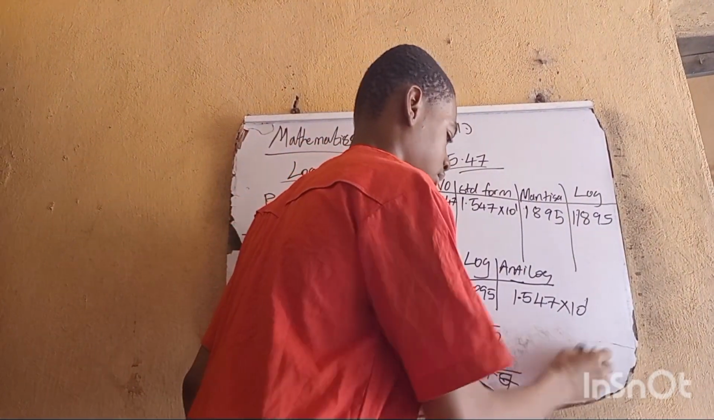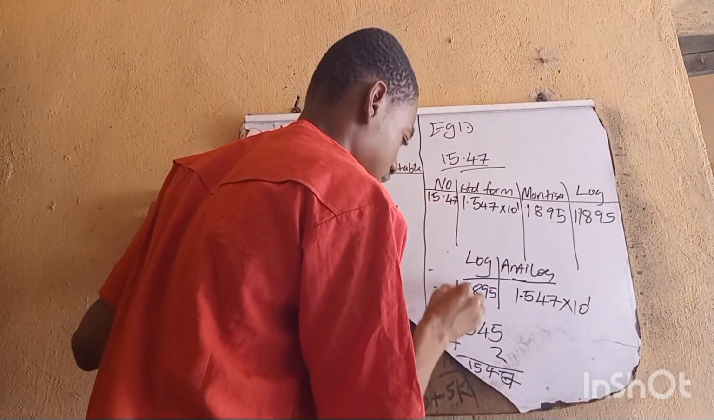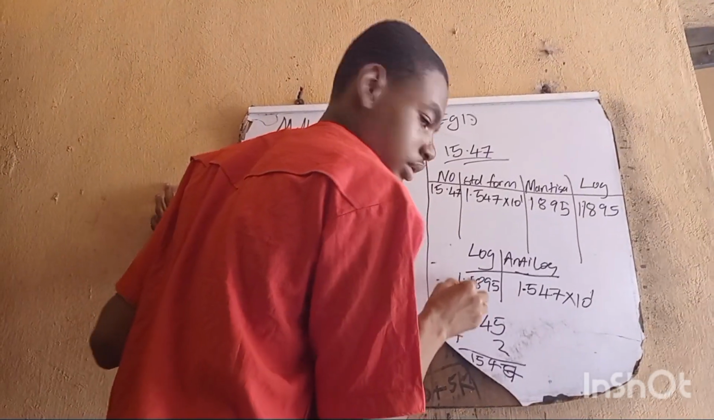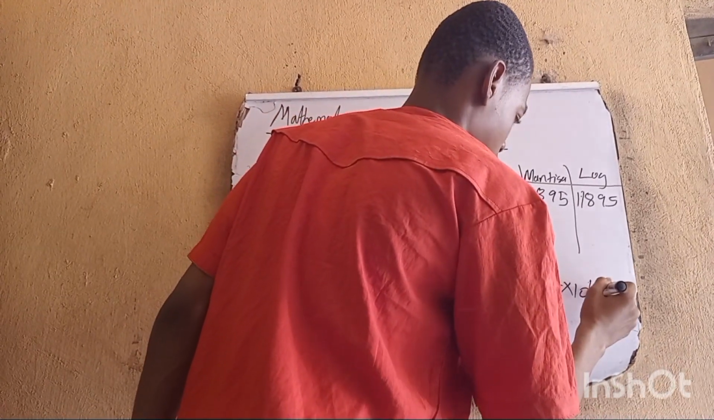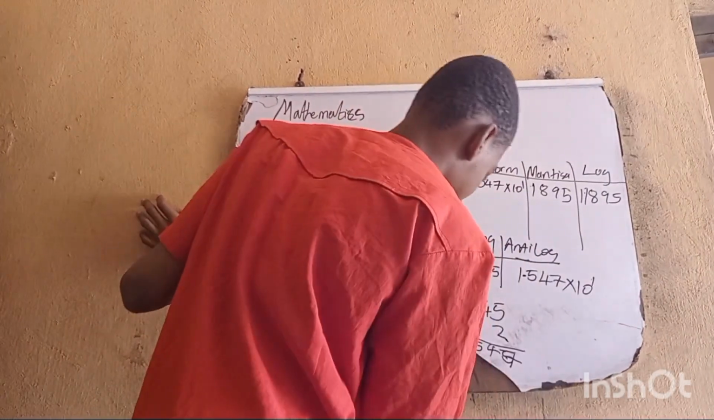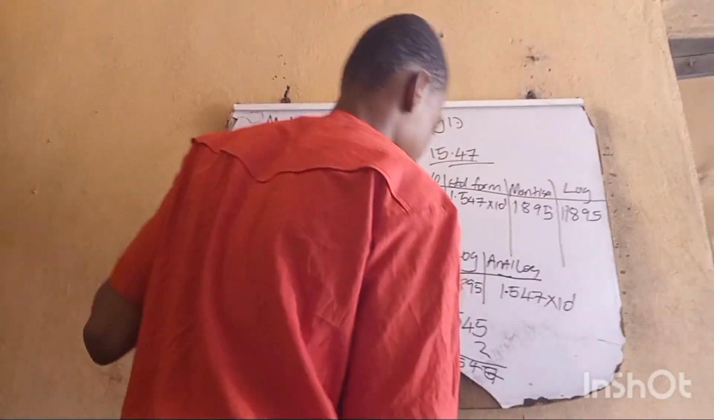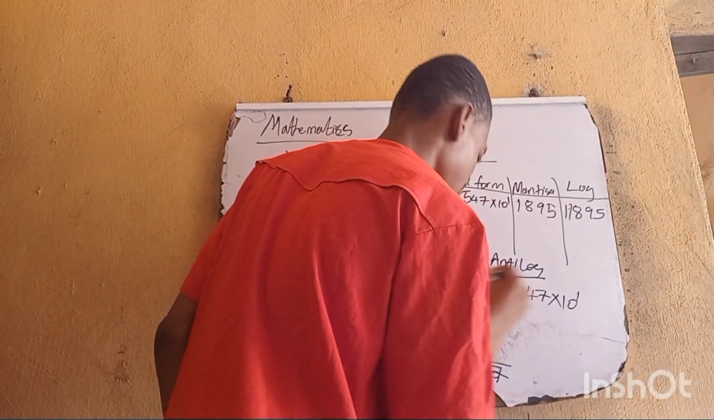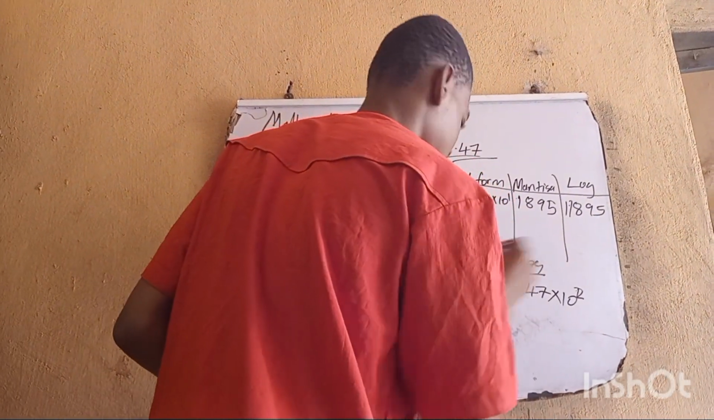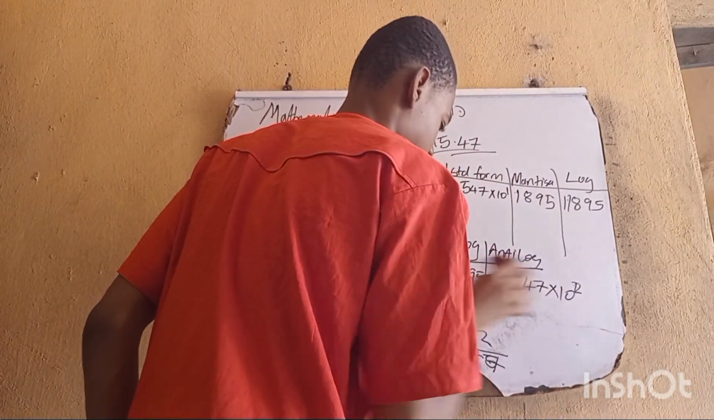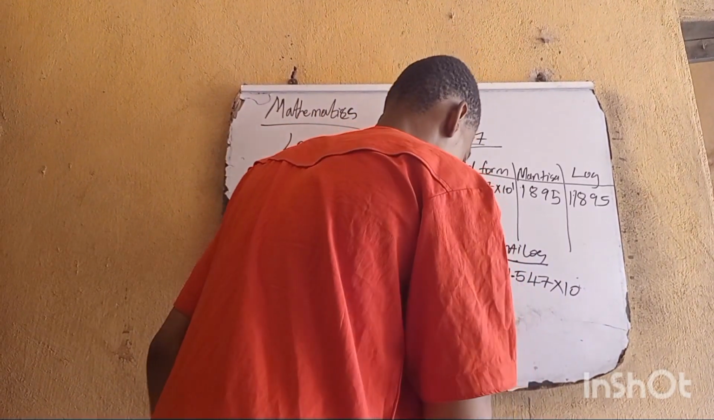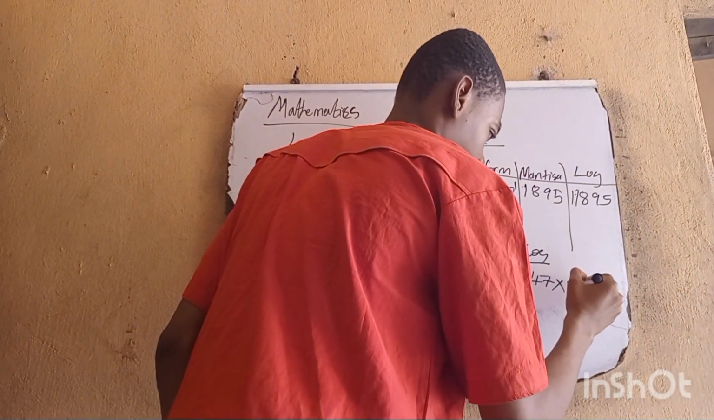Now, this characteristic, you multiply by 10 raised to the power of this one. This one is this characteristic. If here was 2, here will be 2. But since here is 1, here will be 1 as well.